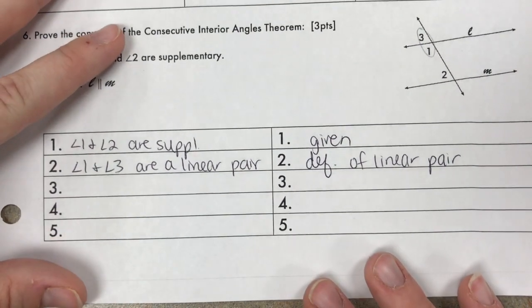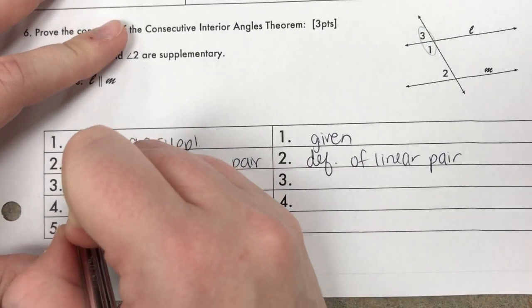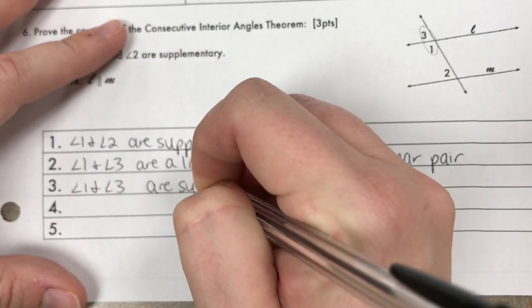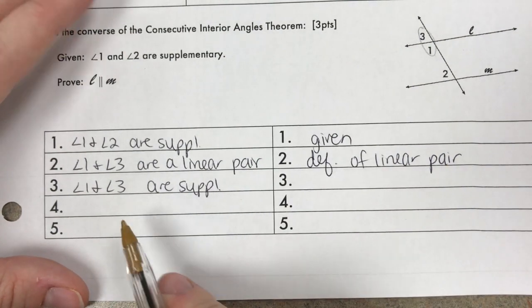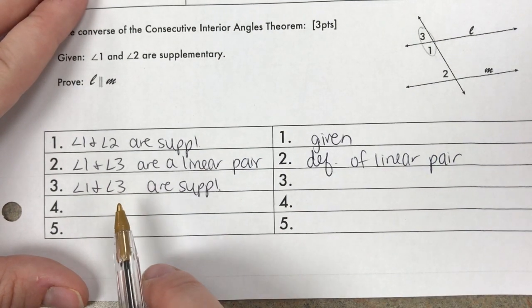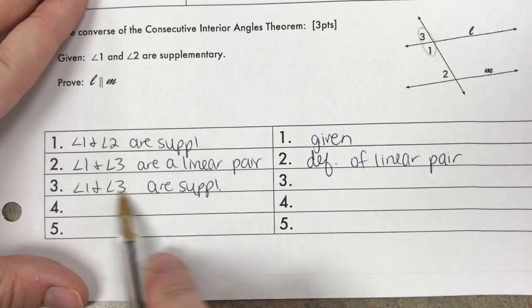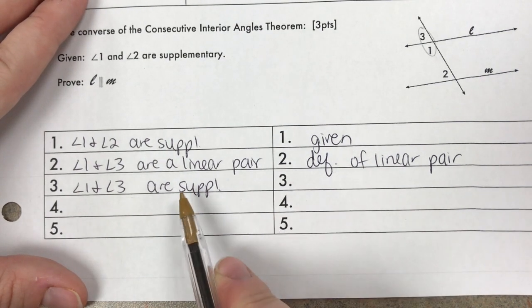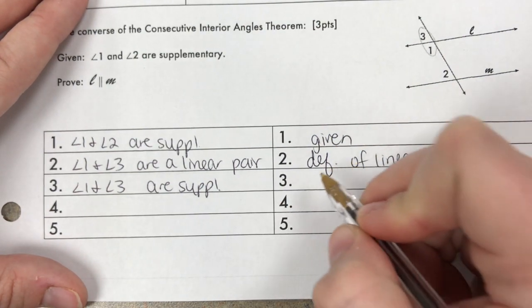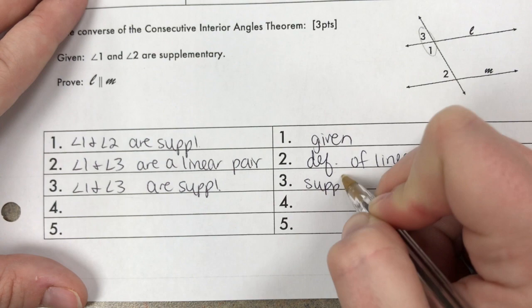Now that I know they're a linear pair, by the supplement theorem, I can say angle 1 and angle 3 are supplementary. It would be the same thing as saying the measure of angle 1 plus the measure of angle 3 equals 180. But we want to use the congruent supplement theorem here in a minute, so just say that they're supplementary. We don't want to say that other thing. We want it to say are supplementary, not the equation. Okay, and that's the supplement theorem.